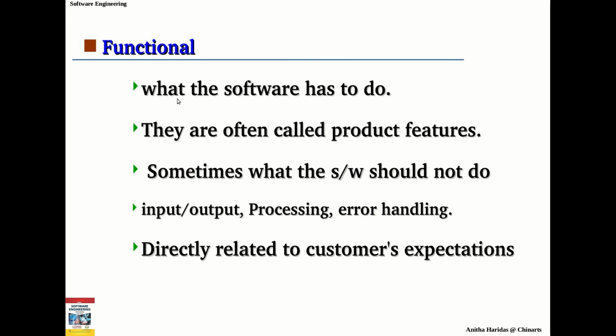So your functional requirement describes what the system or the software has to do, and these are called product features. And sometimes what the software should not do can also be specified as a functional requirement. Generally the functional requirements will specify the input, the output, what processing is being done, and the error handling. If that process has any kind of error, how it has to be handled can be specified under functional requirements.